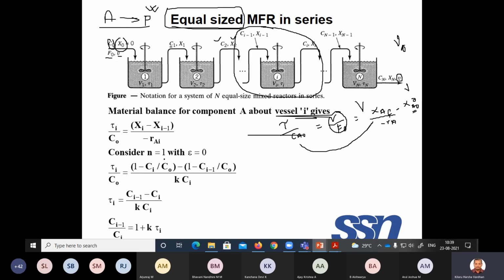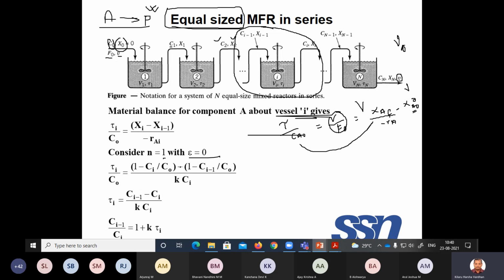Now consider n is 1 and epsilon is 0. N is 1 in the sense the order is 1, and epsilon 0 means we are assuming liquid phase reactions. If it is a gas phase, again it becomes difficult. Your expression is going to be huge. So for a comparison, we are using the simplest case of order 1 and epsilon 0. Then your expressions will become very short. Then you can compare. This is just for comparison only.